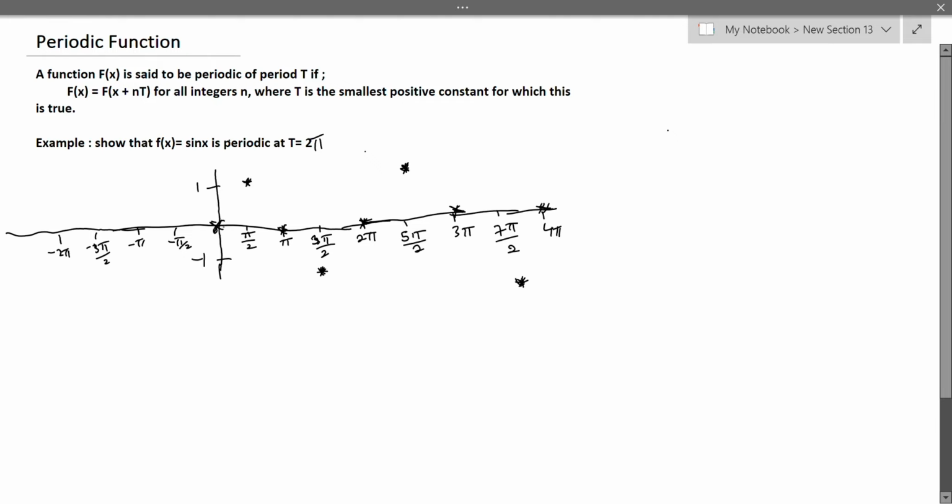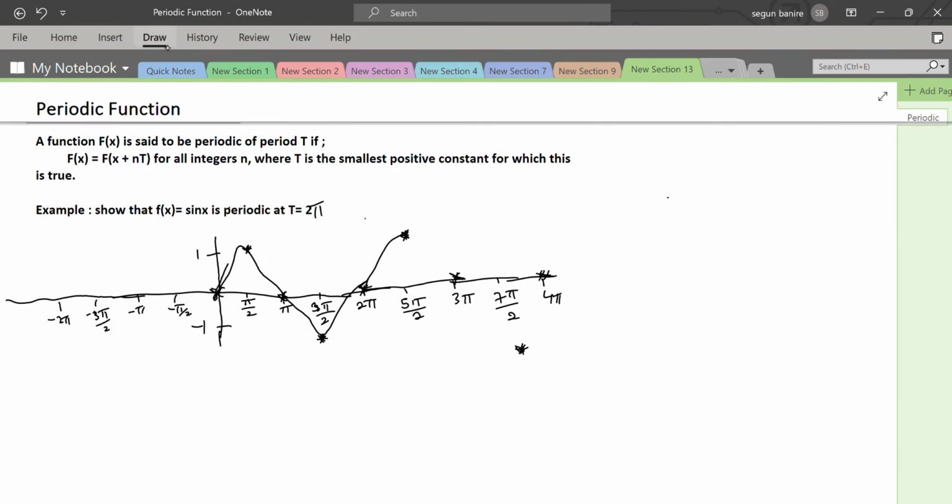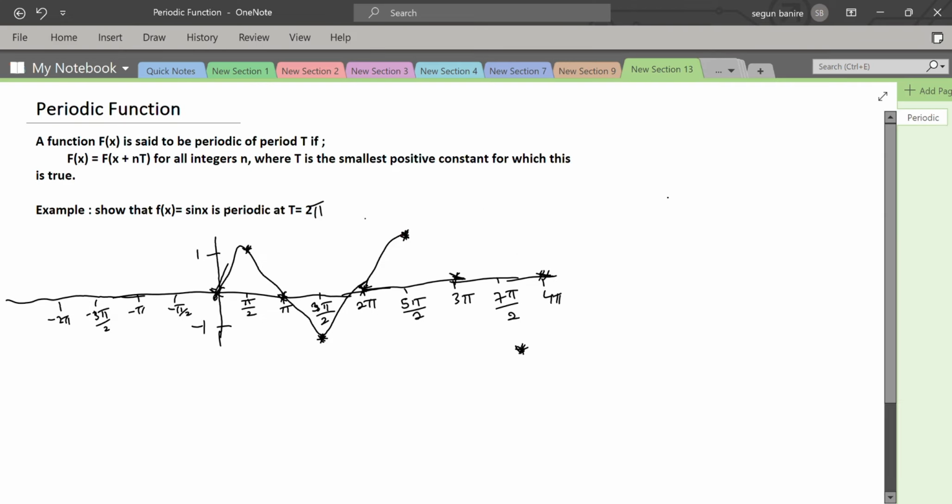I just want us to see what happens. From here it goes up, it comes down, it goes up again. After this point it goes again. Let me use a different color for that. Yes, I use red.